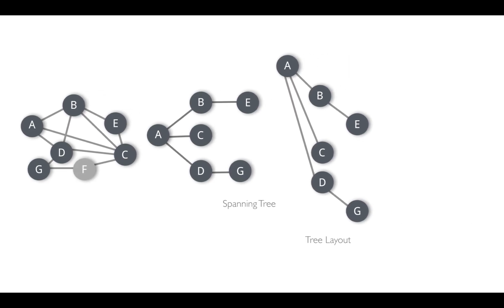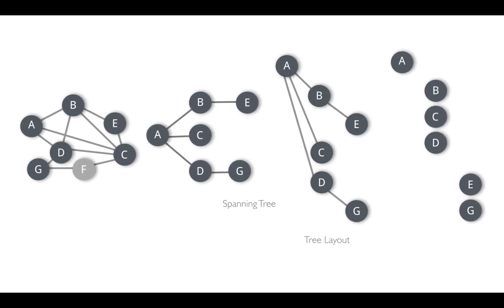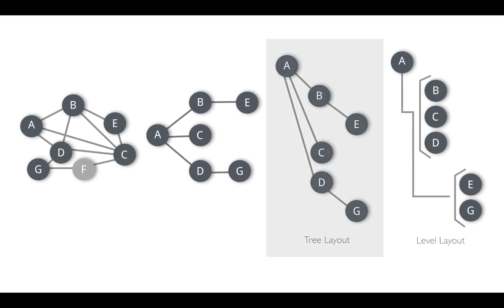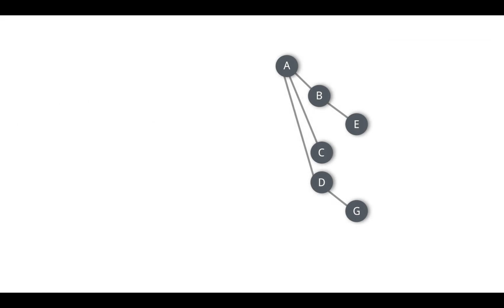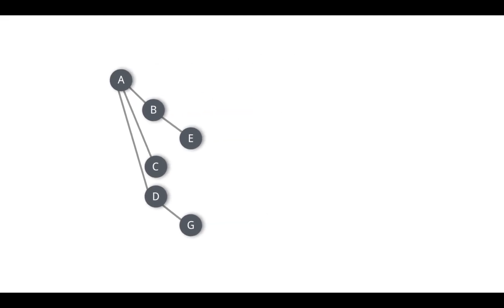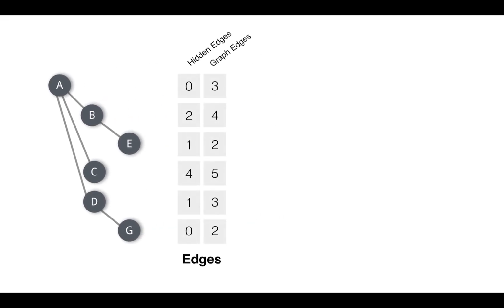An alternative layout is the level layout, which groups nodes by their distance to the root. Tree layout is good for reasoning about topology, while level layout can be used to quickly look at all nodes at a certain distance. We leverage the linear layout to visualize hidden topology and node attributes.